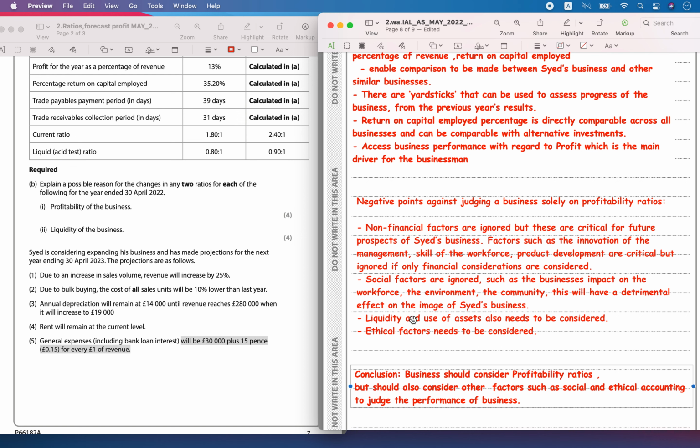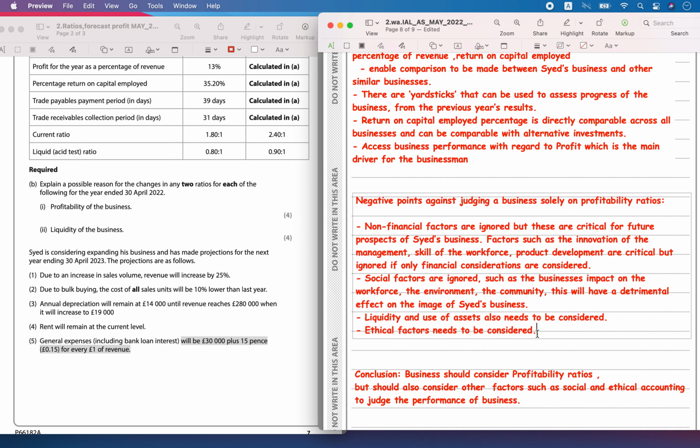So this should also be considered, and liquidity ratios also should be considered so that we know how much of assets and liabilities are there in the business. You should also consider ethical considerations such as moral ones, whether the business is morally correct, and whether it is doing the right or wrong things. So if you consider all that, that will also be helpful. So in conclusion, it should consider both profitability and other factors which have been mentioned to judge the performance of a business.